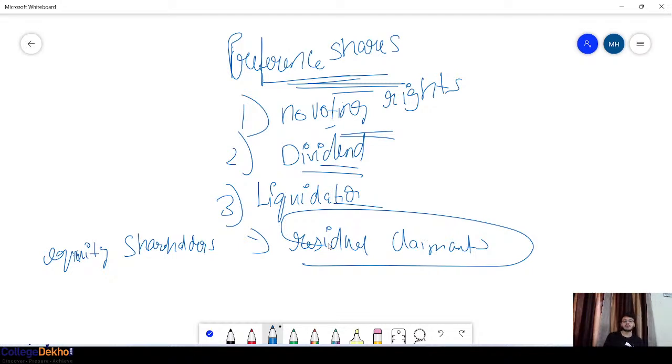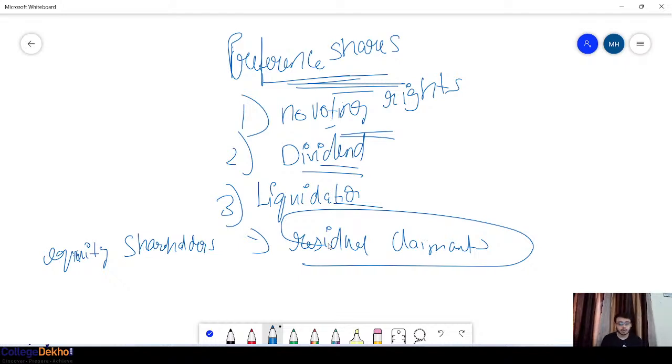Now again, when we talk about the preference shares, both types of preference shares can be there. Like in the case of debt, you had your redeemable debt and irredeemable debt. Similarly, in the case of preference shares also, you have your redeemable preference shares and your irredeemable or non-redeemable. They mean the same thing.